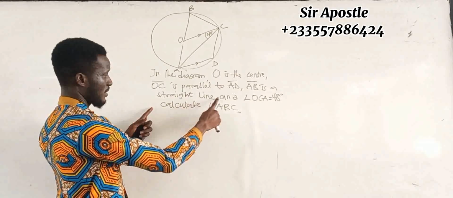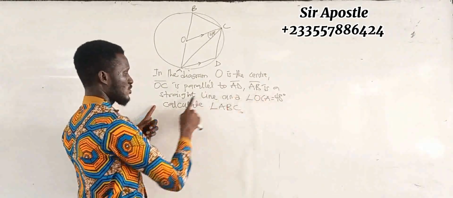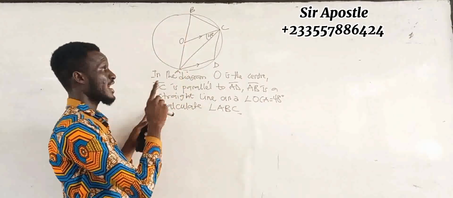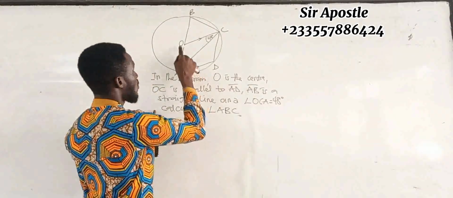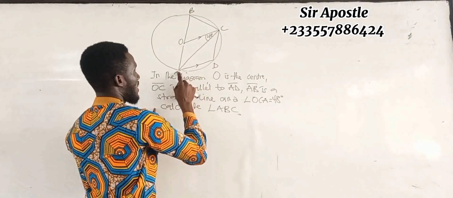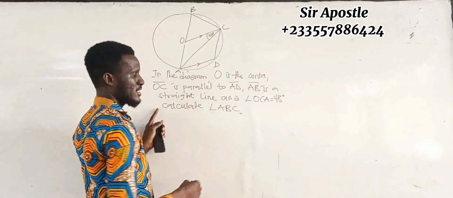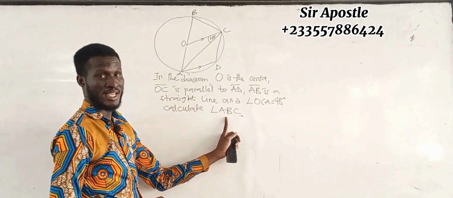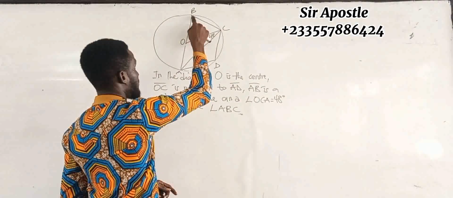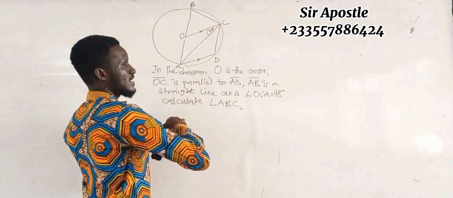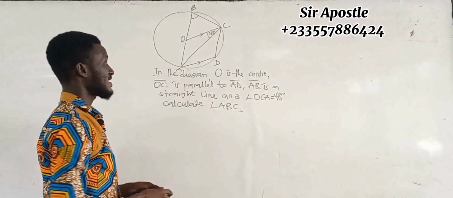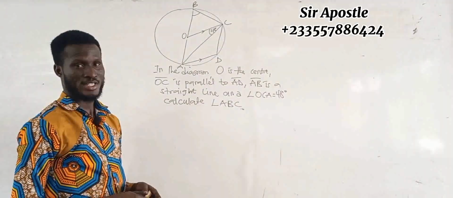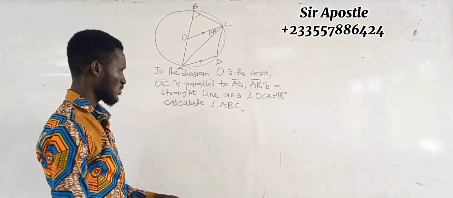Now, AB is a straight line, so a straight line means a diameter. And angle OCA is 48 degrees. We are supposed to find angle ABC. So we are looking for this side, ABC. I think this will be very simple. So how are we going to solve this one?